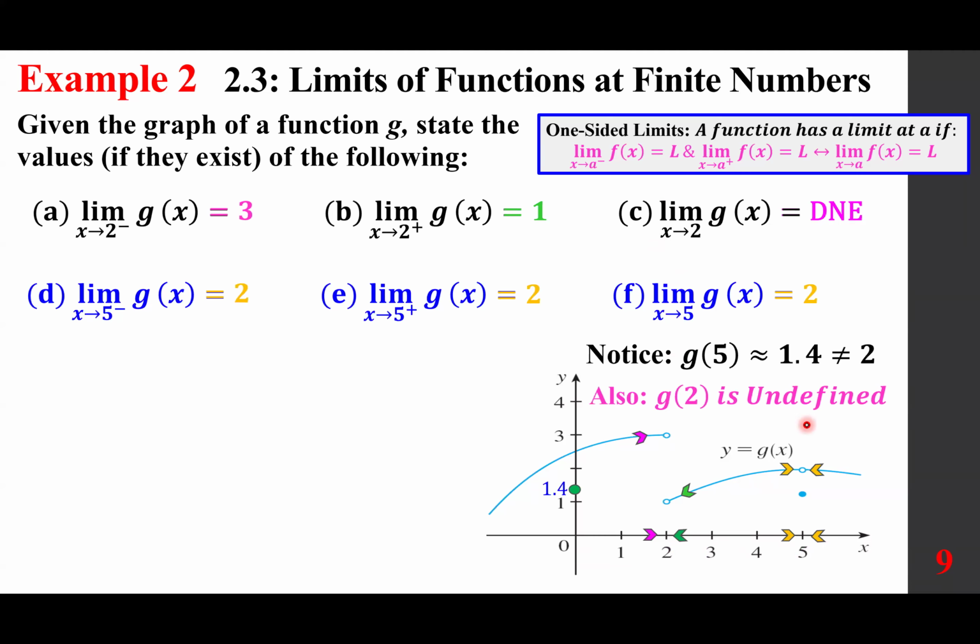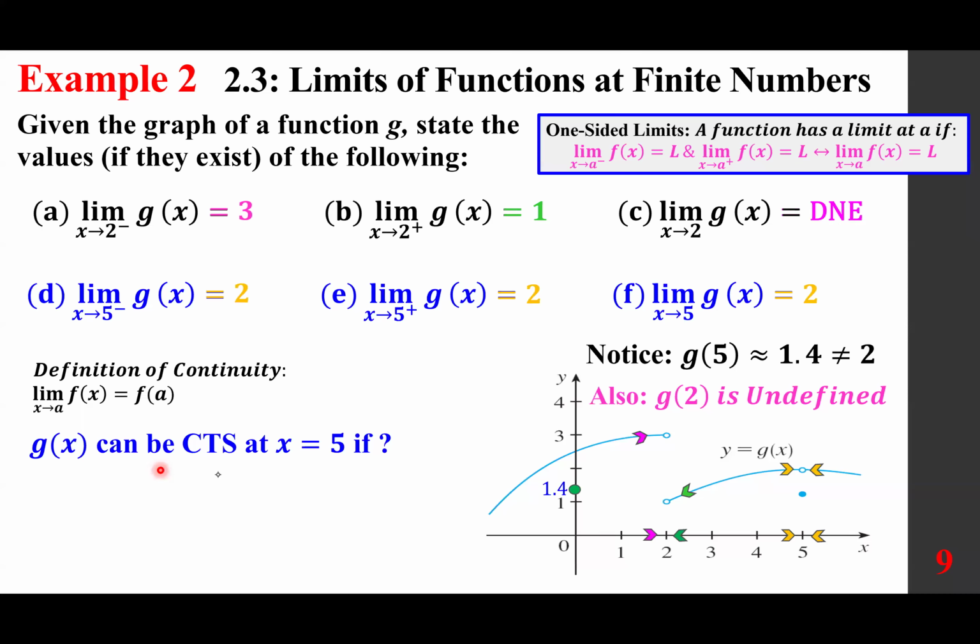Now, that makes both of those points discontinuous. So reminding everybody, according to the continuity definition, the limit of f of x as x approaches a equals f of a makes it continuous at x equals a. So what's going on in each case? Can g of x be continuous at x equals 5? The way it's given, no. But can it be continuous? Yes. Because the limit exists, if we redefine g of 5 to be 2, this can be fixed.